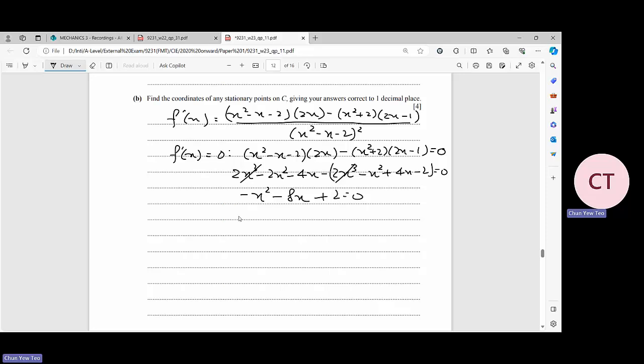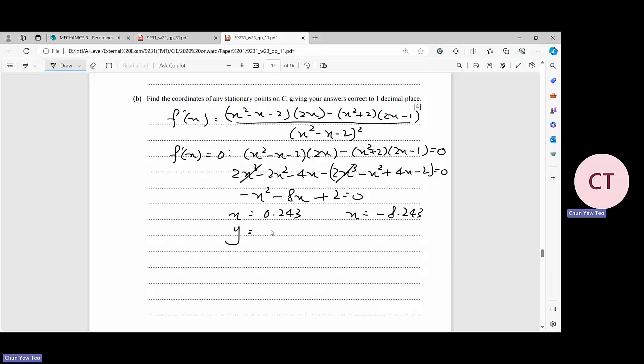If you use a calculator, you will get x equals 0.243. Then another one is x equals negative 8.243. But the question wants the answer in 1 decimal place, so you can just give the answer 0.2. But never mind first, because I want to find the y. In order to find the y, I cannot use the 1 decimal place value of x. I need to use more decimals so that I can get a more accurate value for the y. So I use this to find the y.